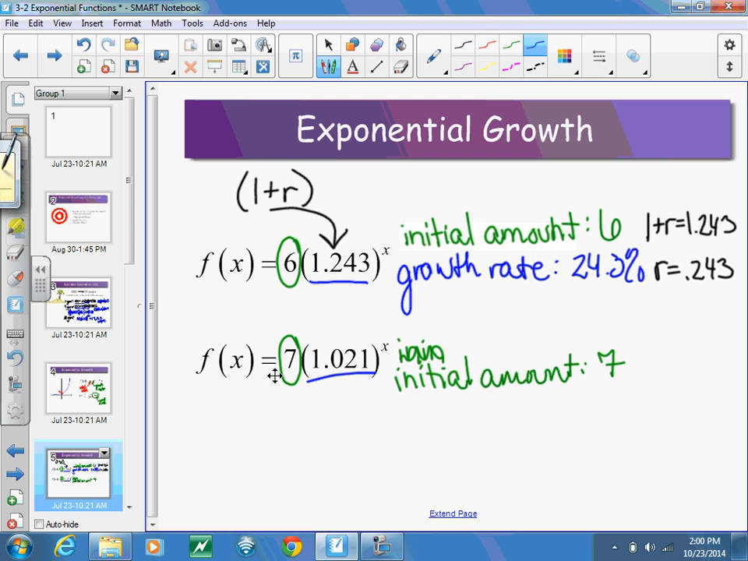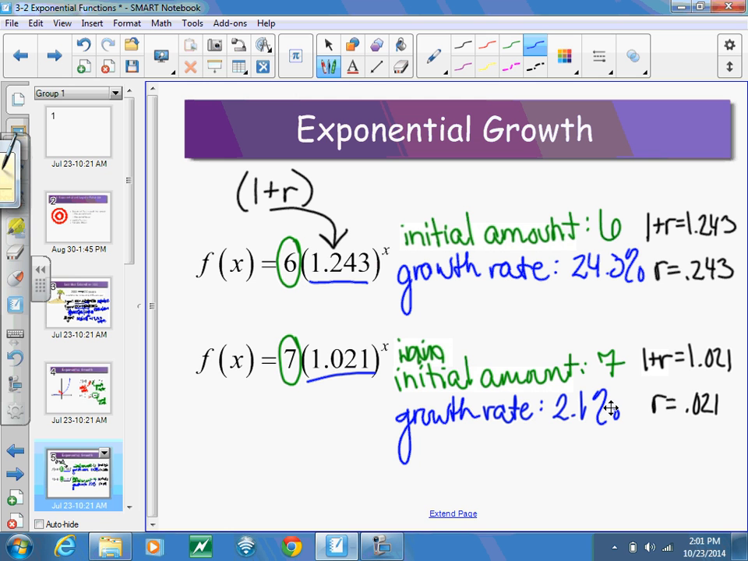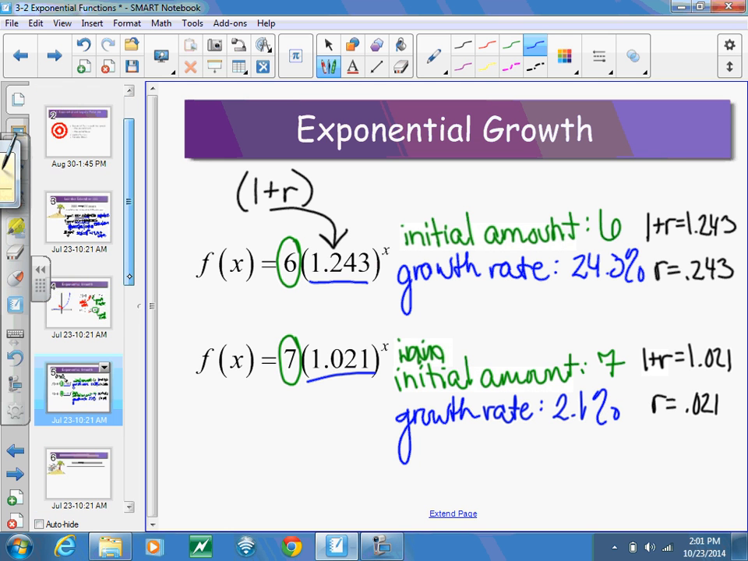This is telling us that our growth rate is 24.3%. In the next problem, if I did the same thing, taking 1 plus r is equal to 1.021, subtracting 1 from both sides, this is telling me that my growth rate is going to be 0.021, which as a percentage gives me 2.1%. So there's a difference between our growth factor and our growth rate, which is what it's actually increasing by. So there's our exponential growth.